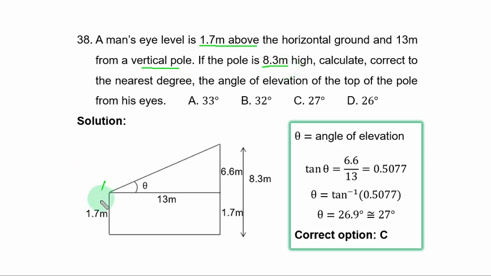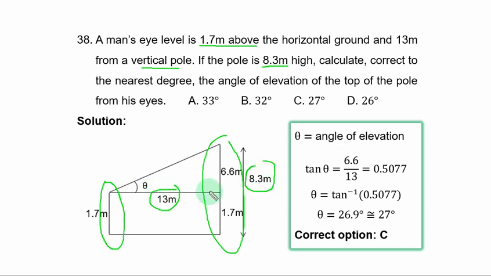So this is the man. The height of that man is 1.7. You have a vertical pole. The distance between the man and the vertical pole is 13. The whole of the pole is 8.3 meters.